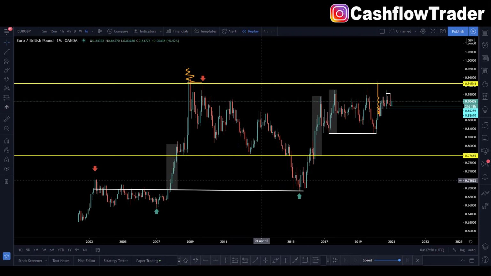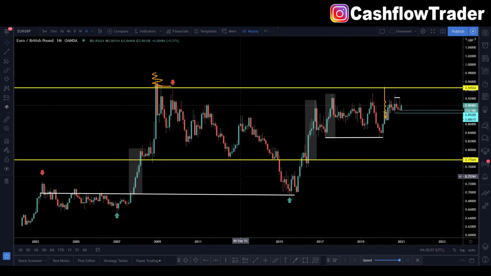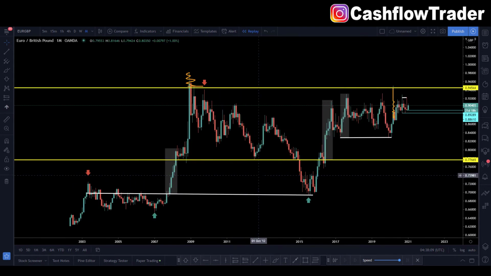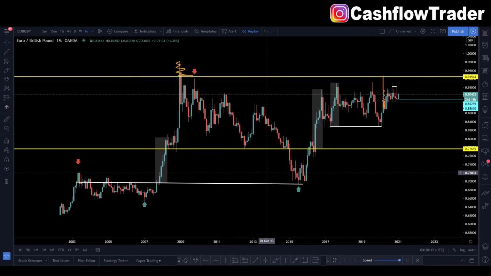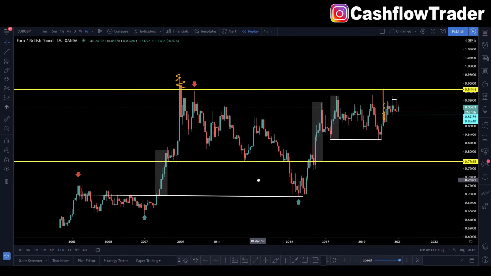Hey, what's up guys? Today I want to talk about the Euro Pound recent trade that I took. Let's do a quick monthly analysis. So this is a monthly chart, Euro Pound.